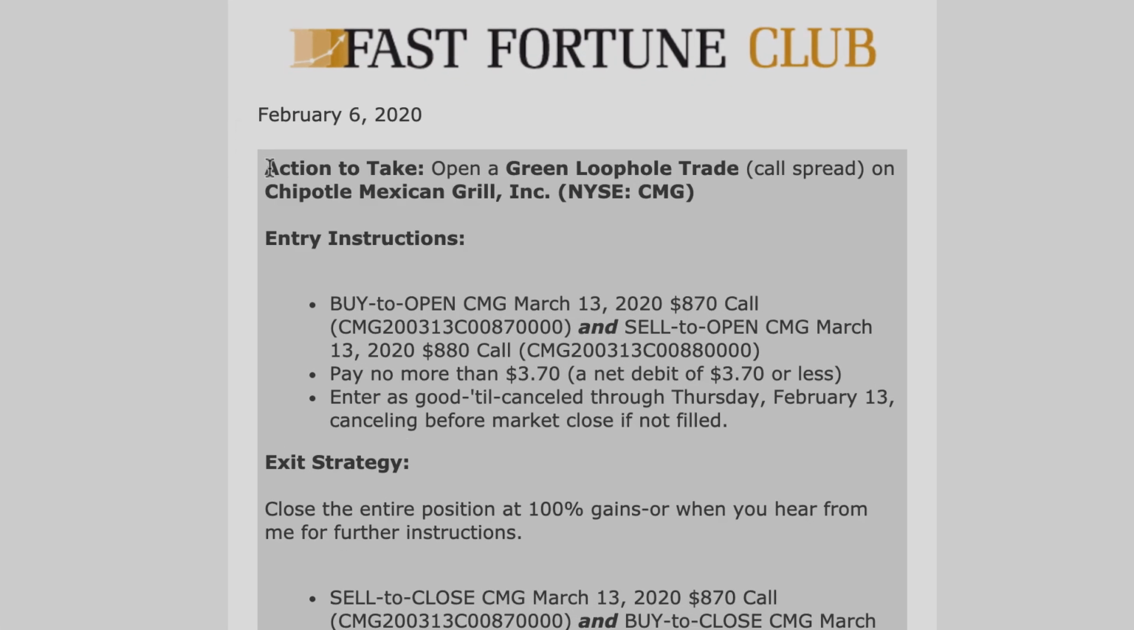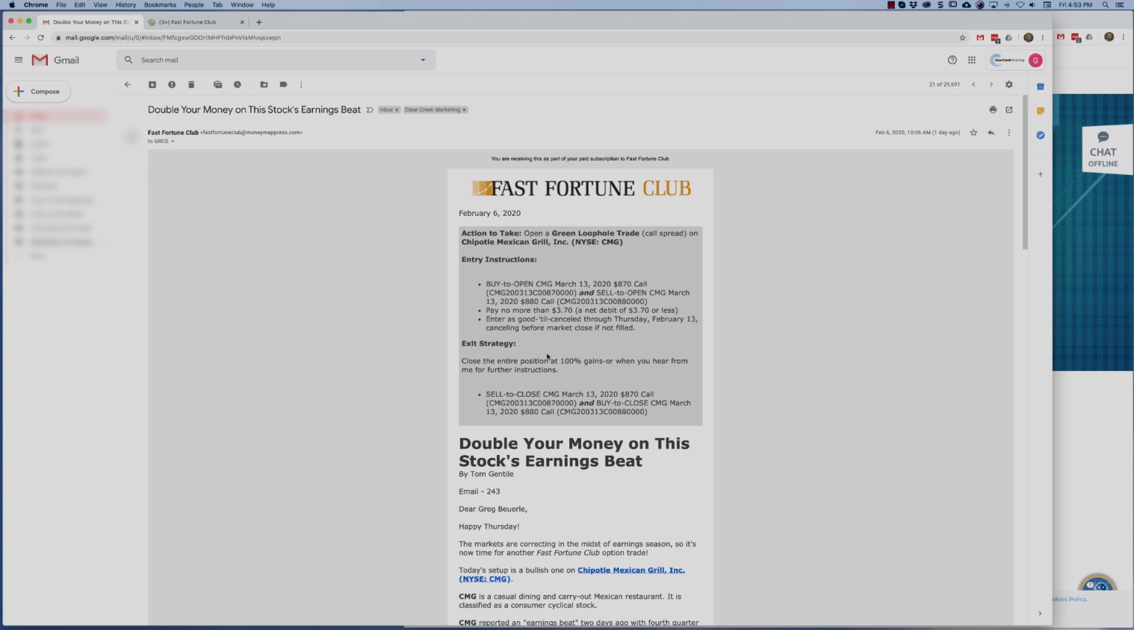And all of the alert emails start with action to take, and it tells you what kind of trade, and then the ticker symbol, and then the exact instructions, and then the exit strategy, which is obviously further down the road. Sometimes this strategy will change along the way, and Tom will send another alert out telling you that the strategy has changed. But for now, this is the plan. This is an interesting one. We may talk a little bit at the end of this video where the strategy actually did change within hours of this alert going out, which is very unusual, but it did happen.